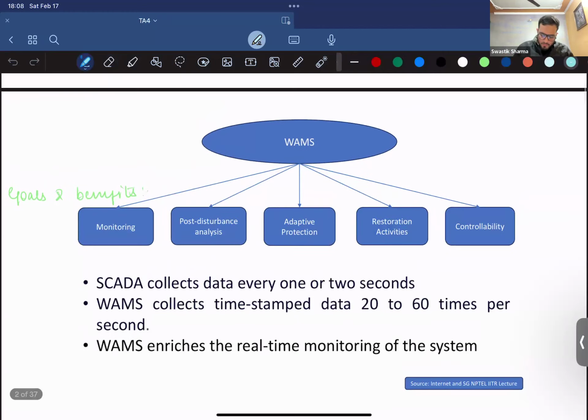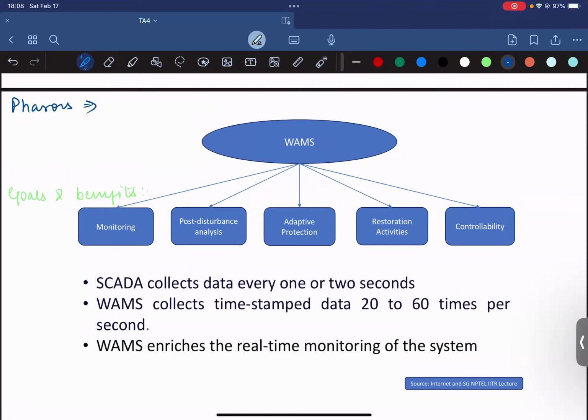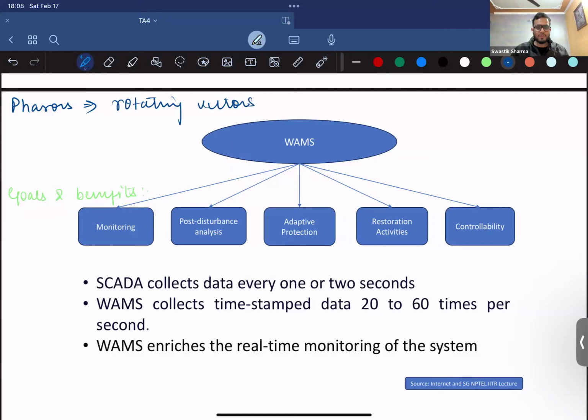Can anyone tell me what are phasors? I've explained it before. I guess you must be comfortable with the terminology. What are phasors? Sir, you told us that phasors are rotating vectors. Yeah. So phasors are rotating vectors. Since they are vectors, they tell us the magnitude as well as the phase angle between different quantities, right?